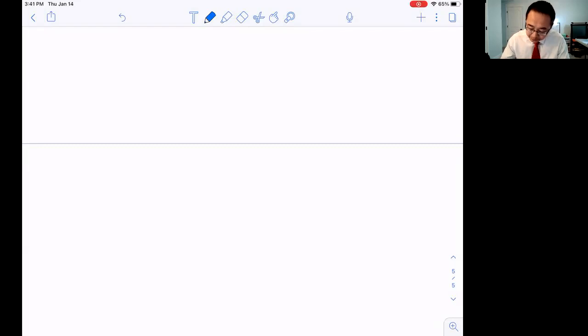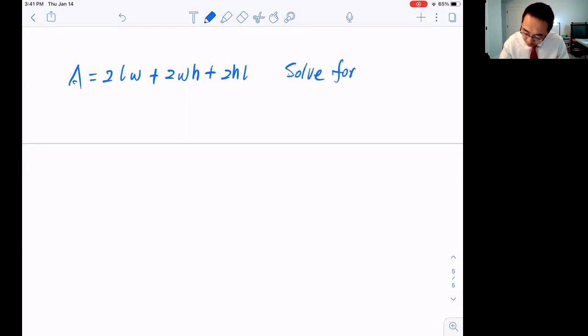For example, if we have A equals 2LW plus 2WH plus 2HL, and then I ask you to solve for little w, can you do that? See if you can solve this one. Let's take another couple minutes.